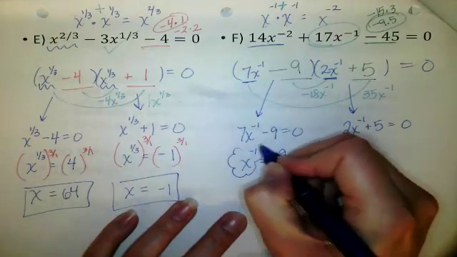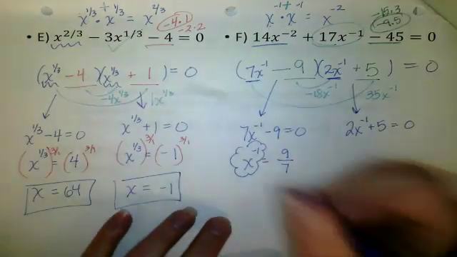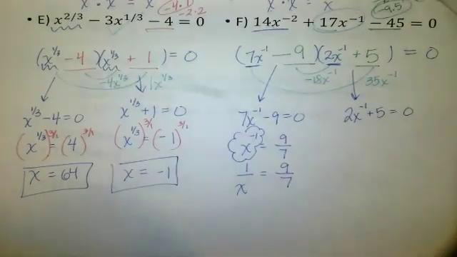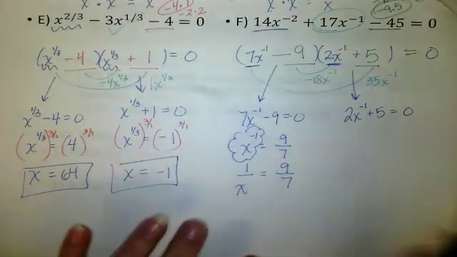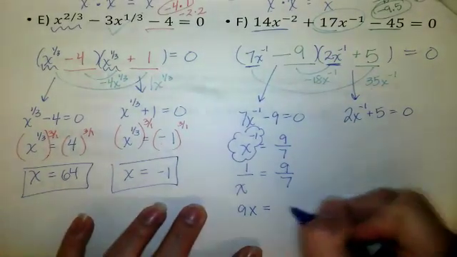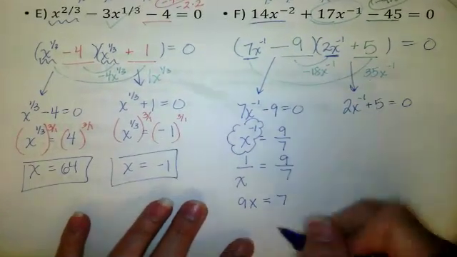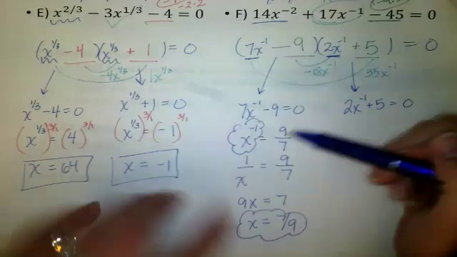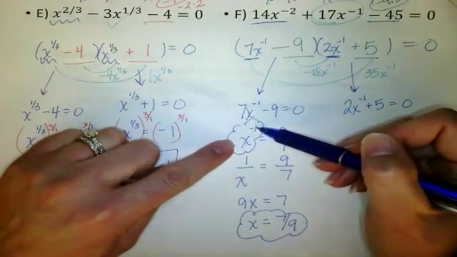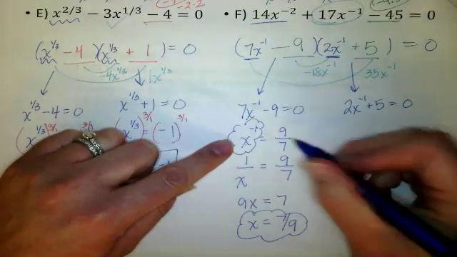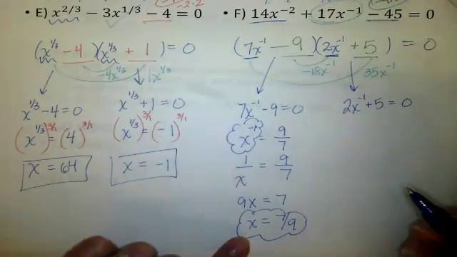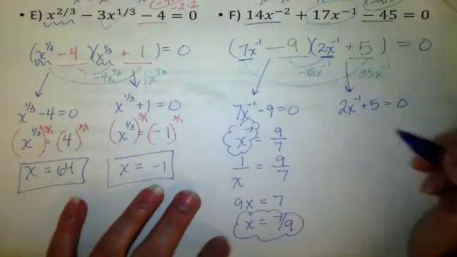What is x to the -1? 1 over x. Oh, 1 over x equals 9/7. Then you can cross multiply. Okay. So 9x equals 7, which means x equals 7/9. Okay, so the other way to think about that was the reciprocal of x is 9 over 7. What's x? 7 over 9. Great. Okay. All right, over here, we're going to do the same thing.